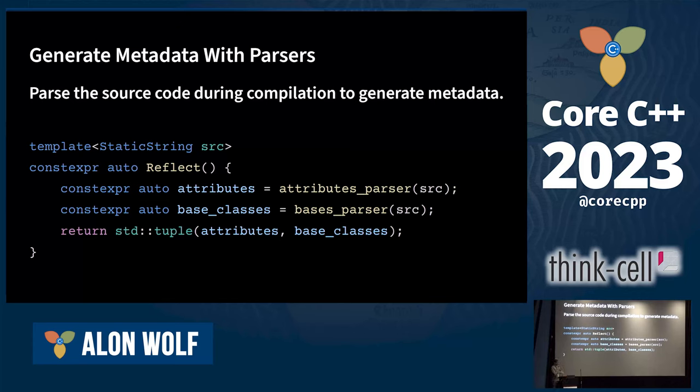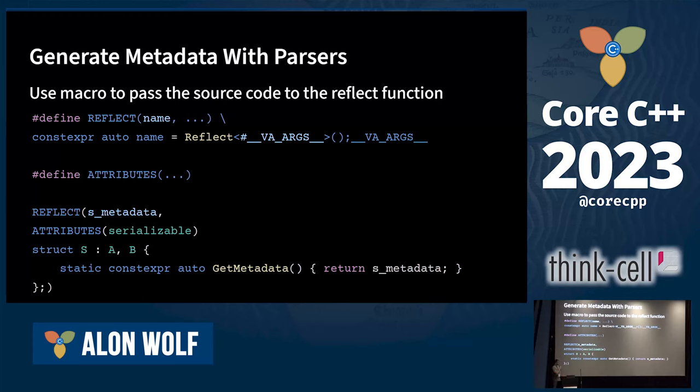One way we can use a compile-time parser with reflection is to parse the source code. So in this function, we have a function that takes some source code, parses some information about it, and returns it as a tuple. And we can use a macro to use the same text twice. First we use it to call the reflect function, and then when we call reflect, we convert it to a string, and then we paste the code regularly so that it will be compiled by the compiler.